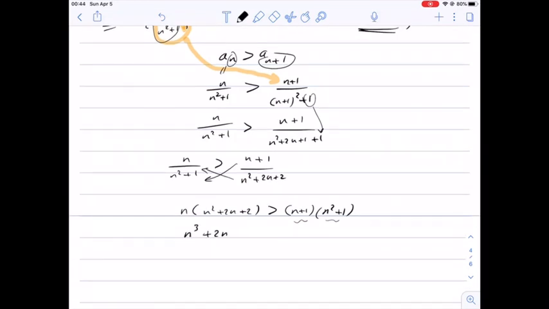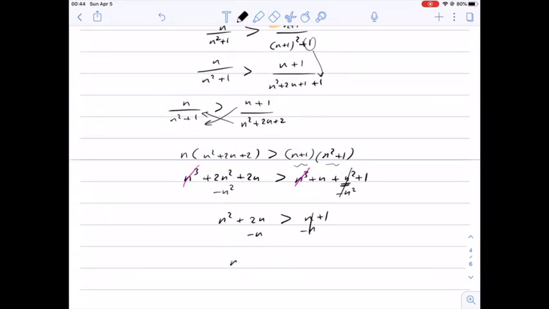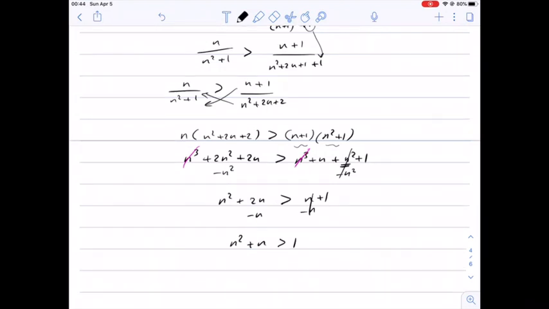Now let's continue. So this is n cubed plus 2n squared plus 2n greater than n cubed plus n squared plus 1. And then we can cancel this with this. So we have n squared here. Let's subtract n squared. We get n squared plus 2n is greater than n plus 1. Let's subtract n. We get n squared plus n greater than 1.